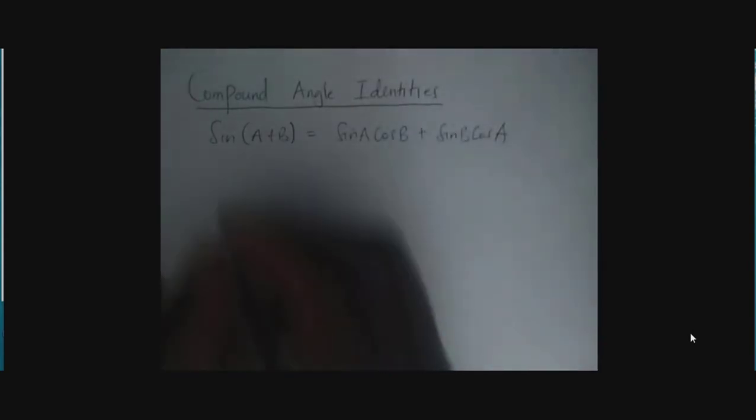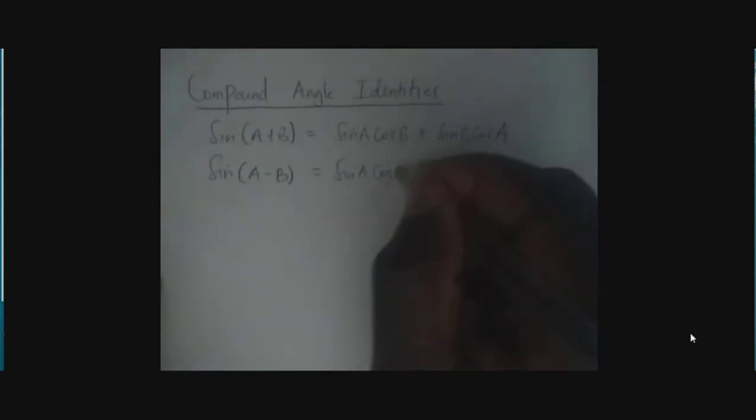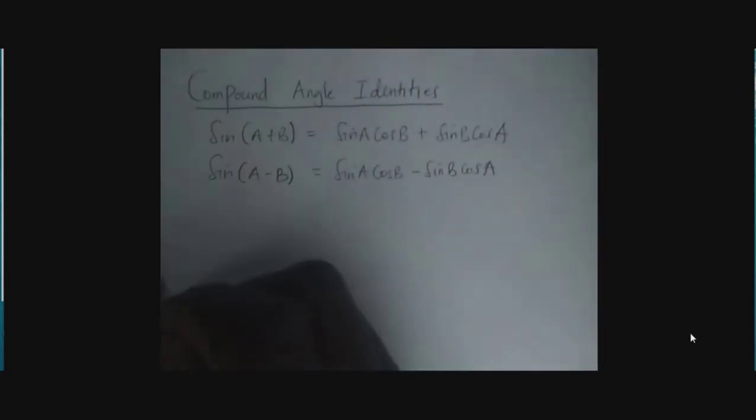And then the next one will be sine A minus B. This is equals to sine A cos B minus sine B cos A.